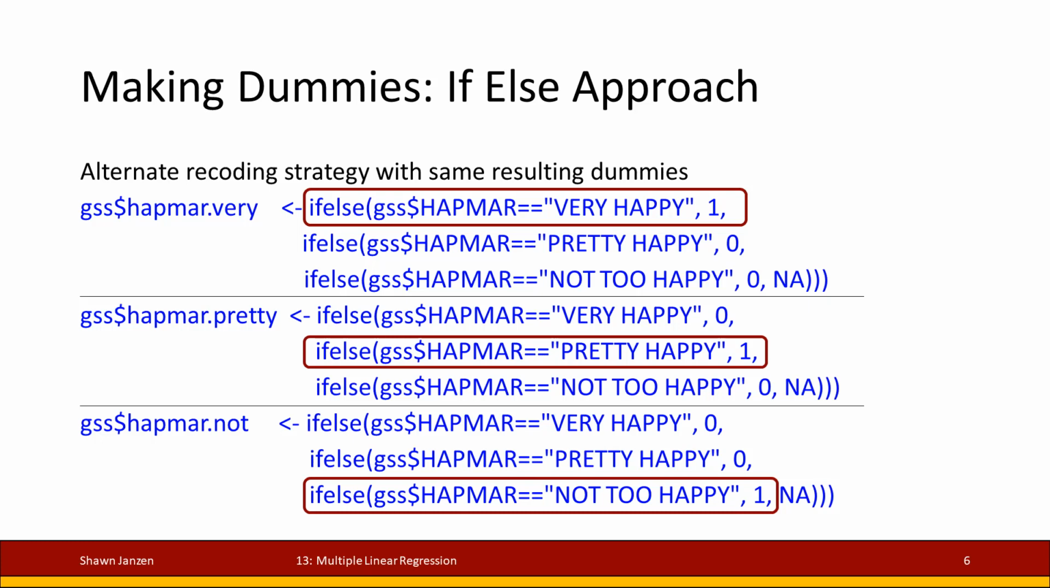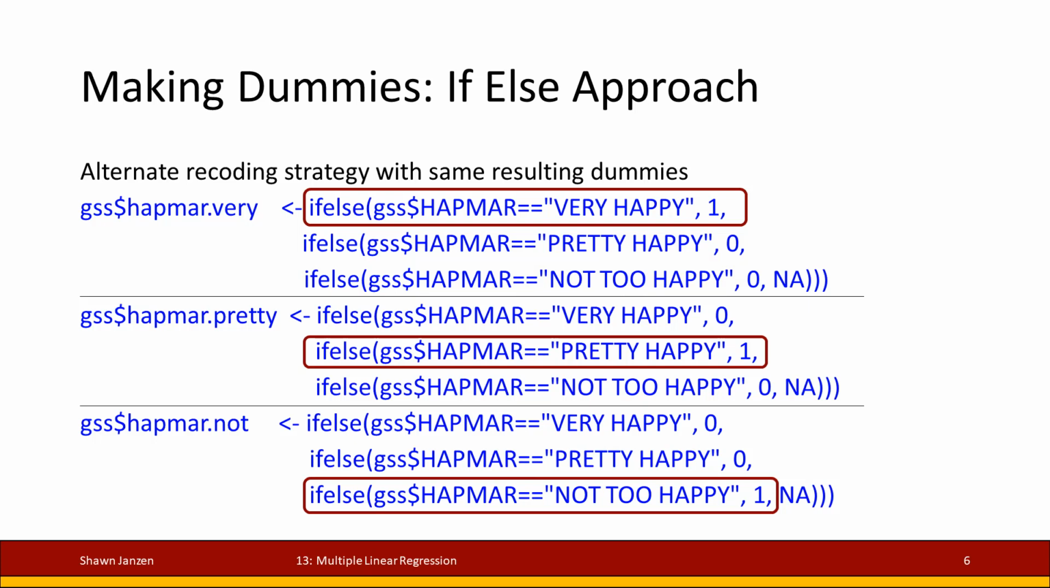So looking at the very happy dummy up at the top, I start with my ifelse and I say if hatmar is very happy, make that code 1. Nest another ifelse: if hatmar equals pretty happy, make that a 0. Nest another ifelse: if hatmar equals not too happy, make that a 0. I've now combined pretty happy and not too happy into a 0 group.